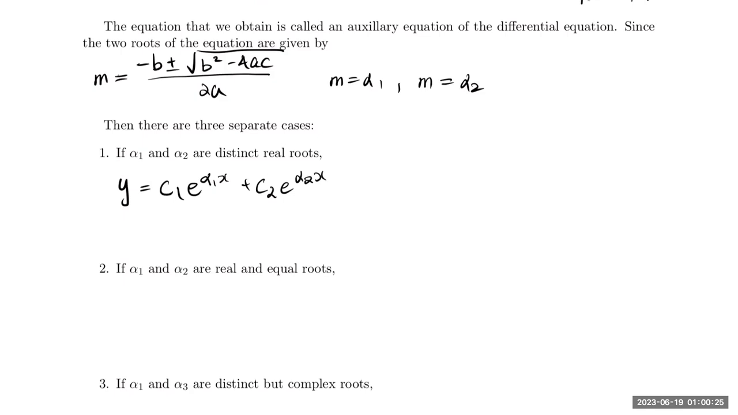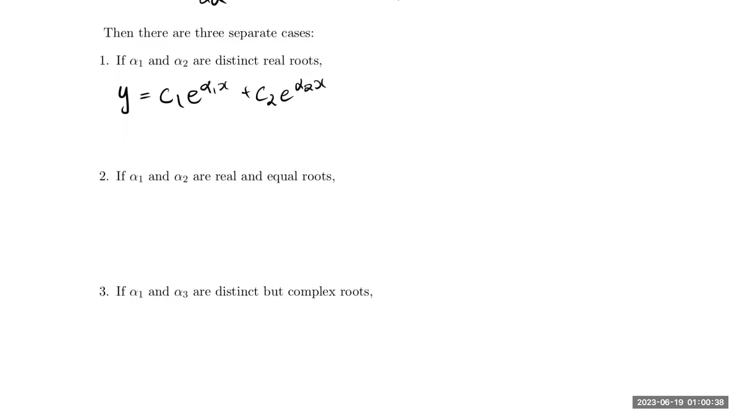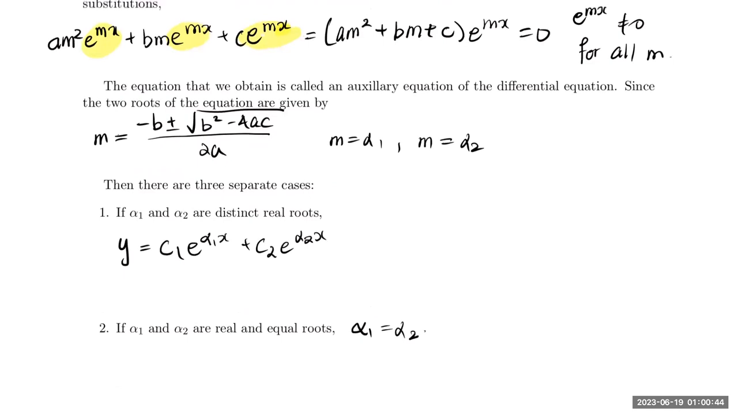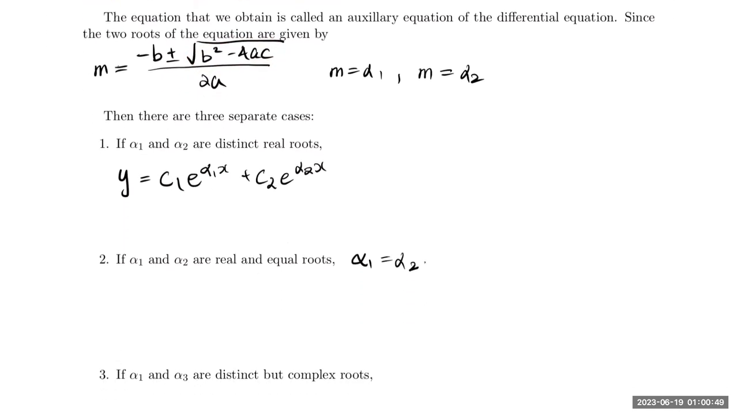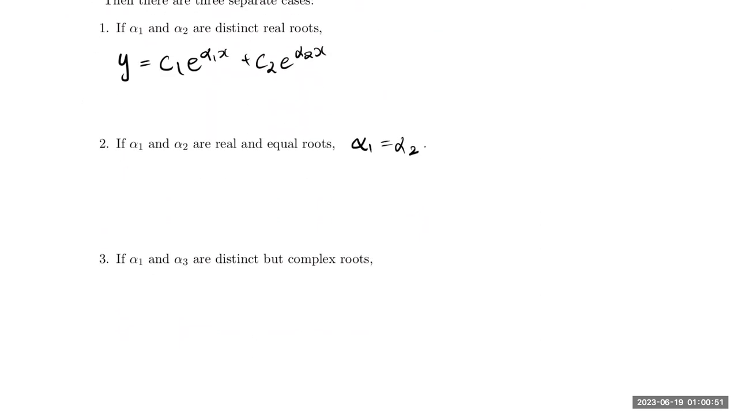And they're going to be real as well. So now let's say that if alpha 1 and alpha 2 are real but equal roots, then alpha 1 is equal to alpha 2. What that means by the discriminant is that b squared minus 4ac is going to equal 0. So our solution is going to be alpha 1 equal to minus b divided by 2a.